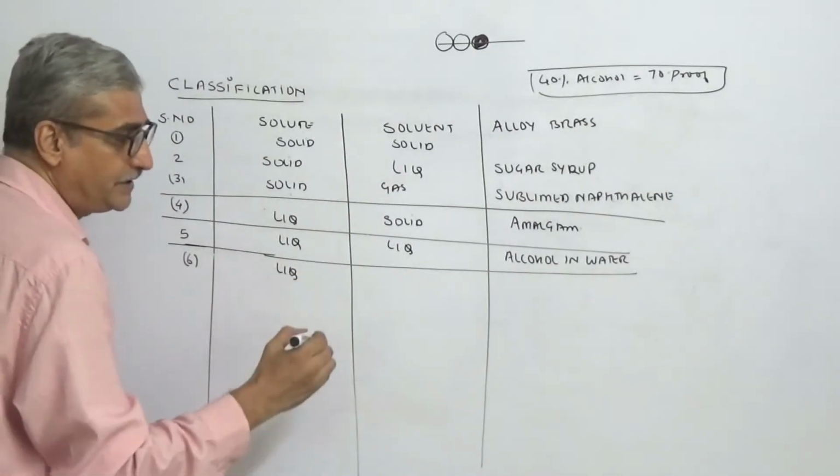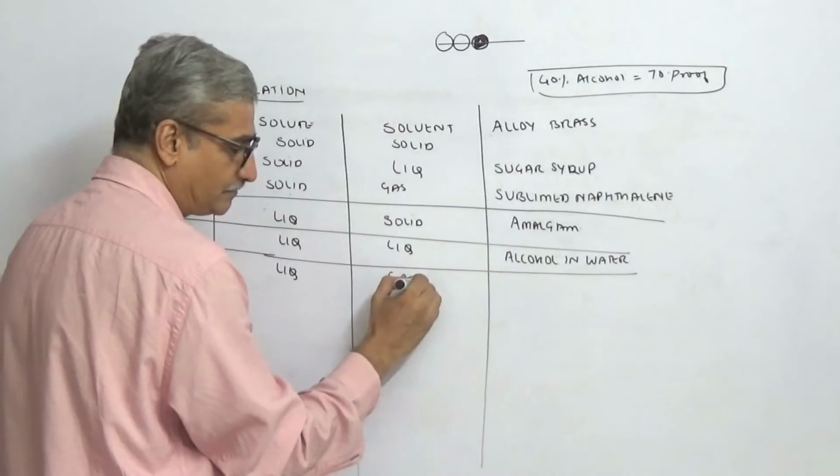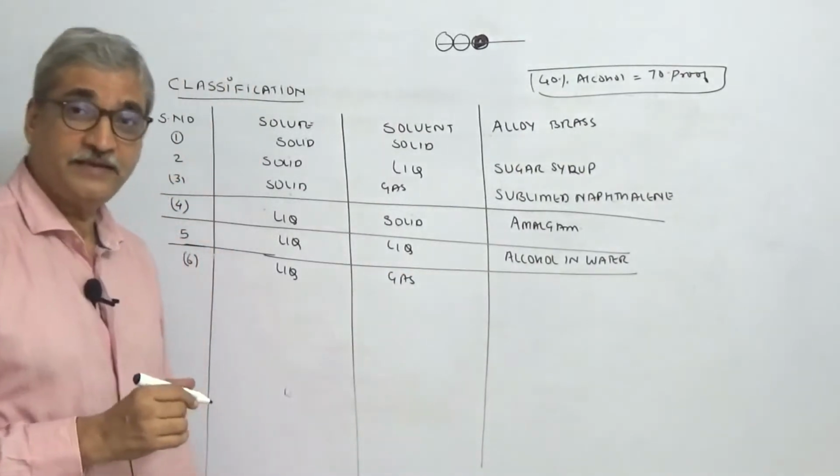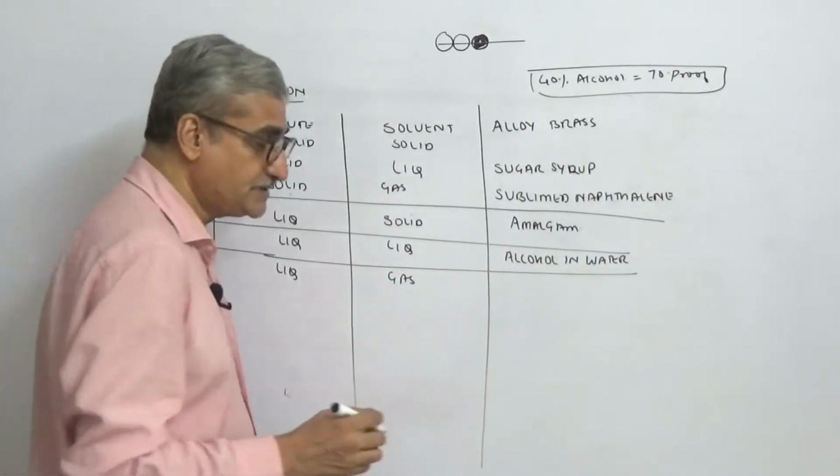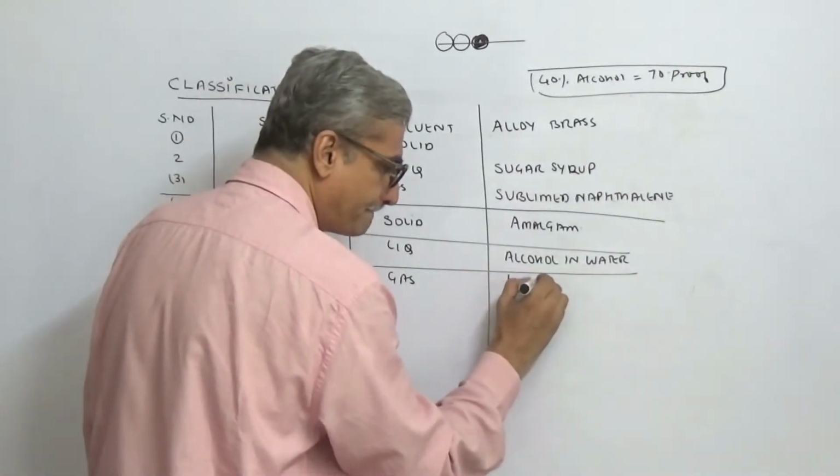A liquid dissolved in a gas. Liquid dissolved in a gas. What is a liquid dissolved in a gas? It is humidity. Best example.